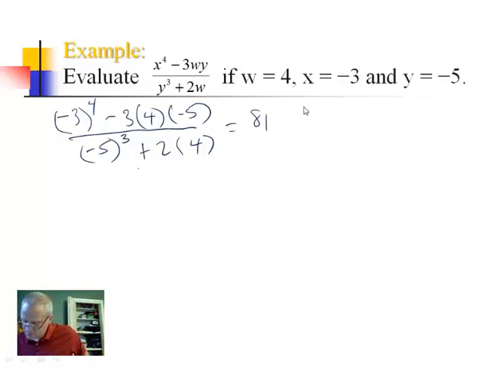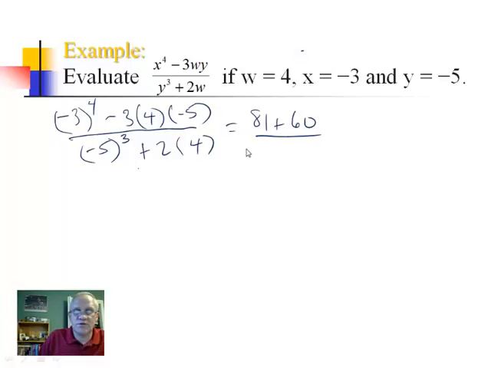That gives you 60, and of course a negative times a negative is a positive, so this is really going to be plus 60. On the bottom, again, it's a negative 5 to the 3rd. Put parentheses around the negative 5, raised to the 3rd power. That's going to give you a negative 125. So negative 125, and then plus 8. Okay, so we're getting there.